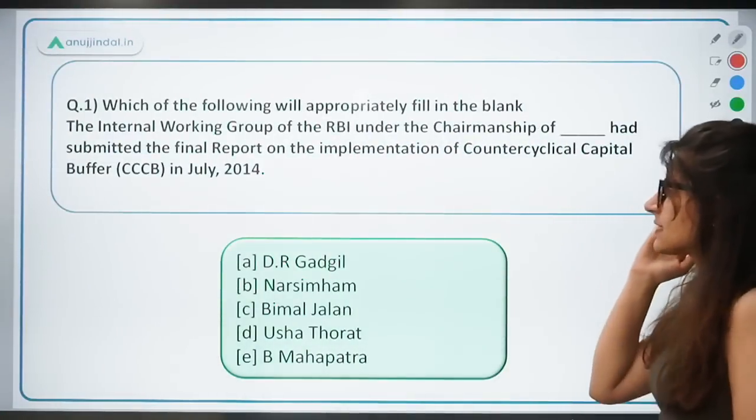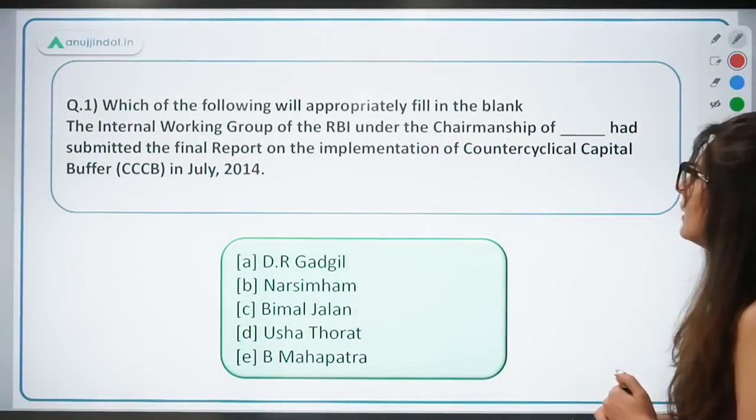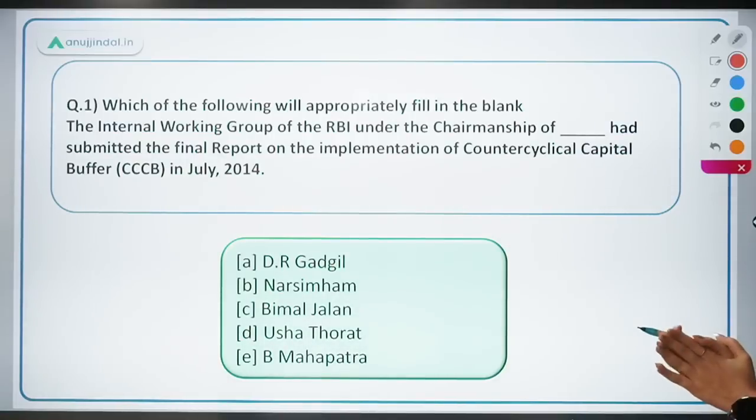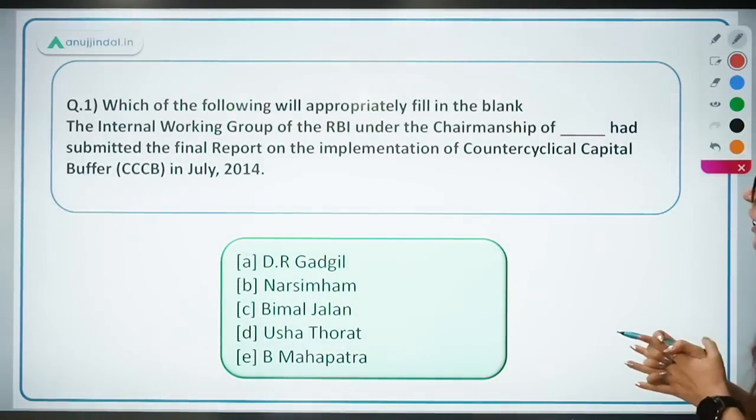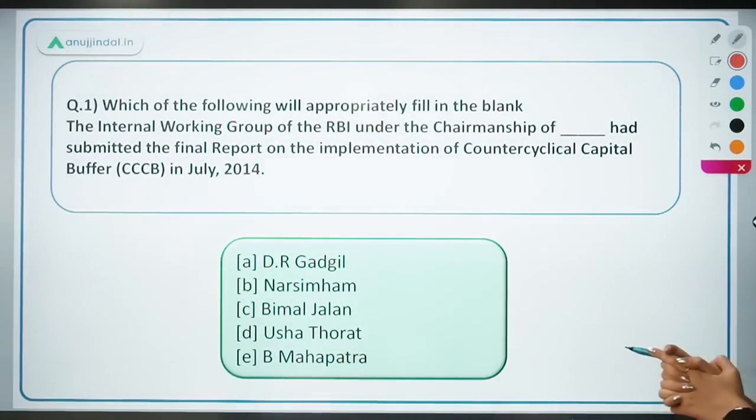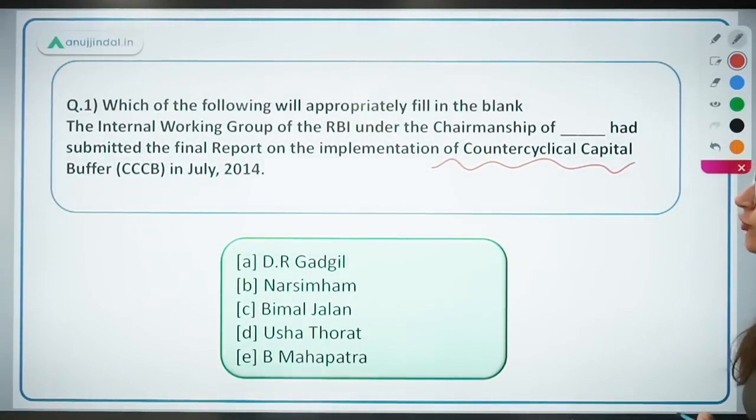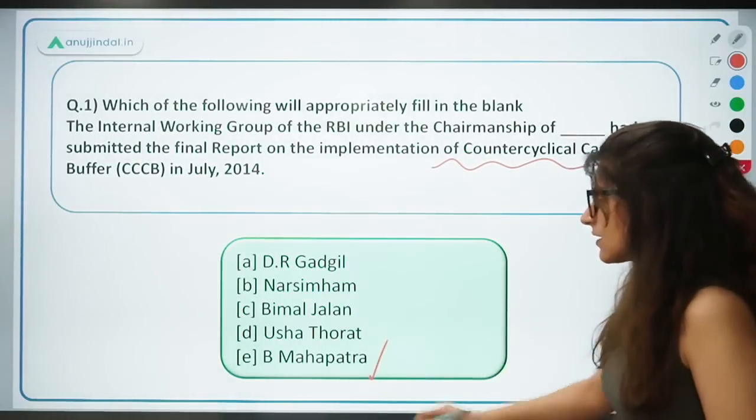Okay, let's look at questions. Which of the following will appropriately fill the blank? The internal working group of RBI under the chairmanship of Dash had submitted the final report on implementation of countercyclical capital buffer in July 2014. Here the answer is B, Mahapatra.